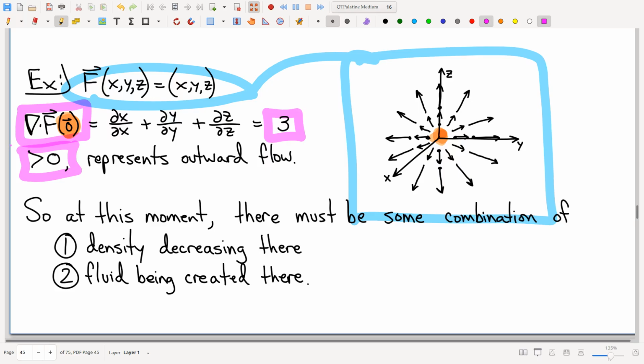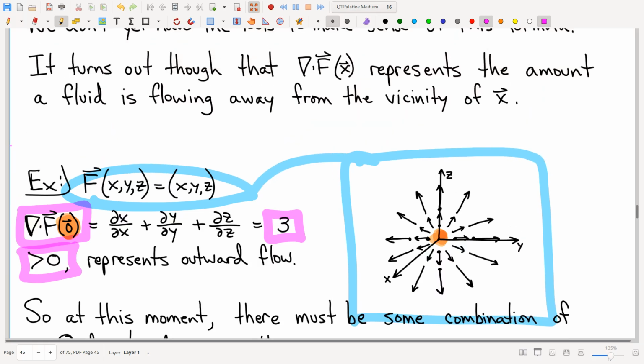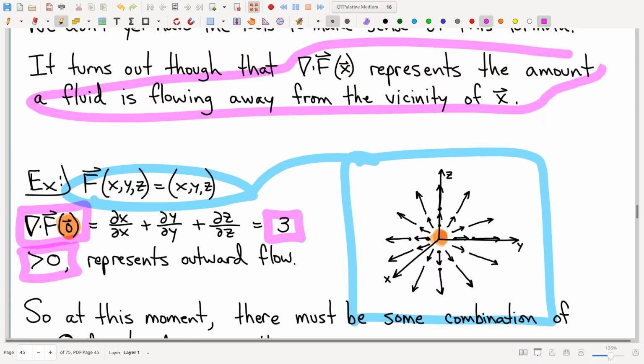And I'm going to say that this tracks with our interpretation, this assertion that I've made, that it represents the amount that the fluid is flowing outward away from the point. And yeah, I got positive. The divergence is positive. The interpretation that I'm trying to at least show an example of is that the fluid's flowing away from where you're looking. And check it out, sure enough, it is.